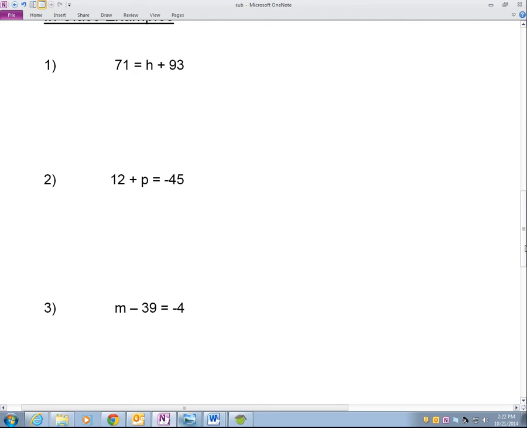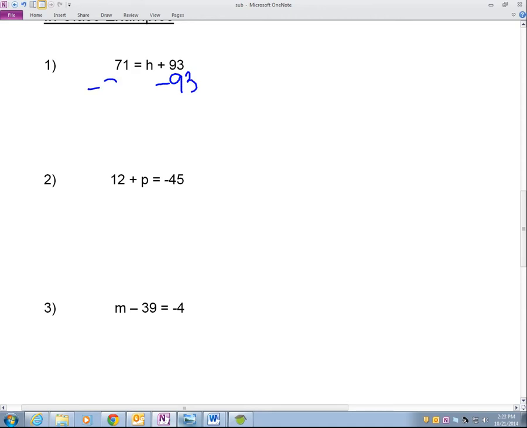Subtraction. What's the opposite of addition? It's subtraction. So if we are adding 93, how do we get it to go away? Johanna? Not sure. Okay. Well, first off, what's the opposite of addition? Subtraction. What's the opposite of 93? Yeah. So we have negative 93 here.